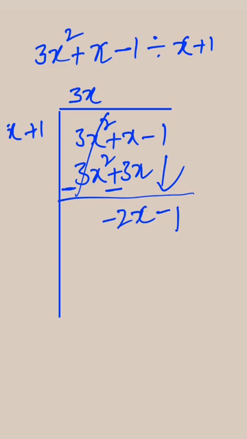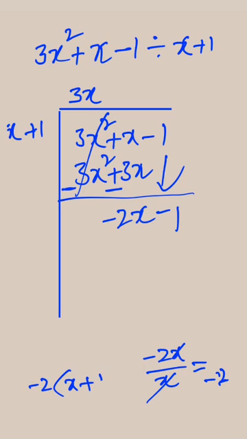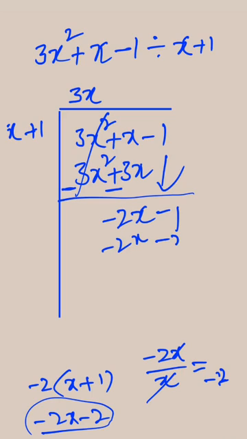So now, to get 2x minus 1, we follow the same procedure: minus 2x is divided by the first term of the divisor, that is x. If we cancel these two, we get minus 2. With this minus 2, multiply the divisor x plus 1. So minus 2 into x is minus 2x, minus 2 into 1 is minus 2. Again write this expression here: minus 2x minus 2.